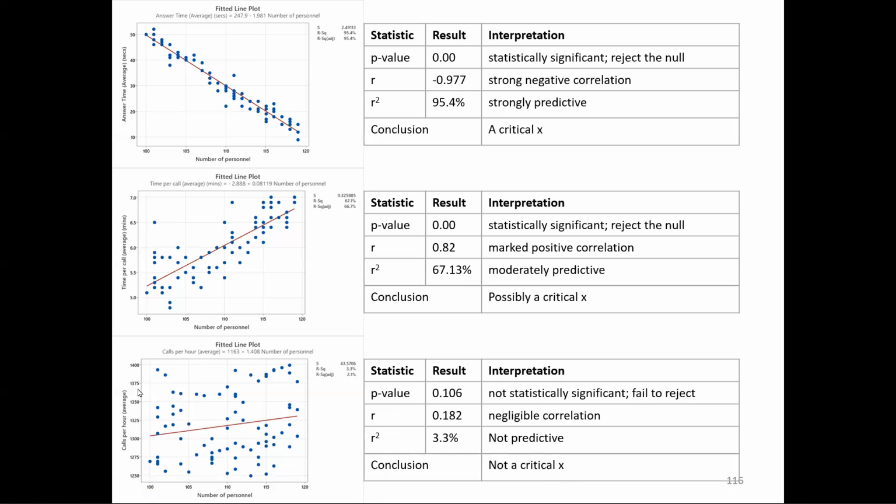So correlation and regression can be powerful tools when you've got a continuous X and a continuous Y. We do the correlation analysis to determine the strength and the direction of the relationship. The regression analysis tells us how predictive the X is of the amount of variation in Y. And of course, the p-value lets us know whether there is no relationship between the X and the Y, or if it's a low p-value, you can reject that and conclude there is a relationship.